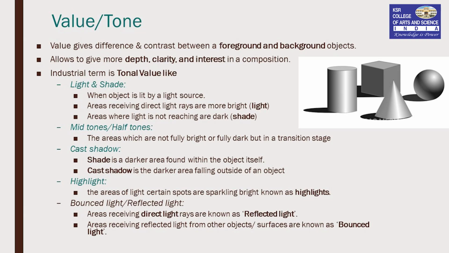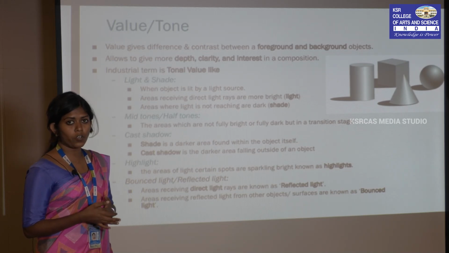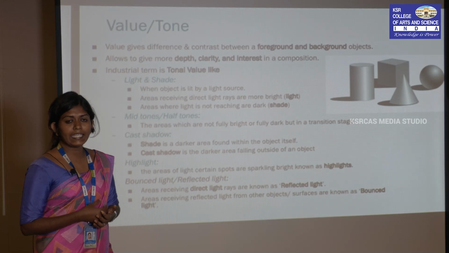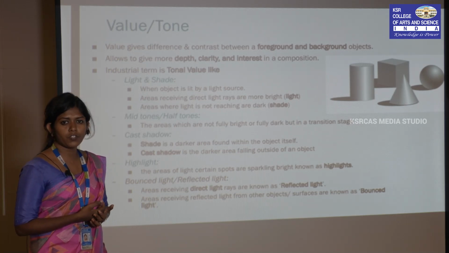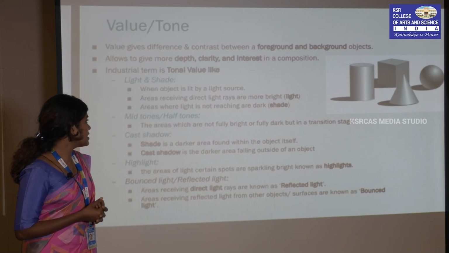So the next element which we are going to discuss is value or tone. Value gives difference and contrast between the foreground and background of the object. It allows us to give more depth, clarity and interest in the composition which we are trying to create. In industrial terms, tonal values are like lights and shades.